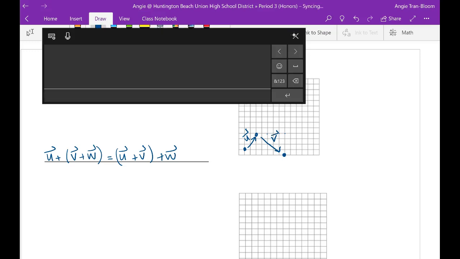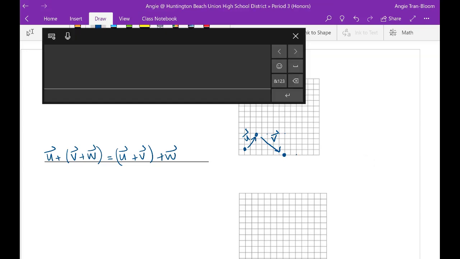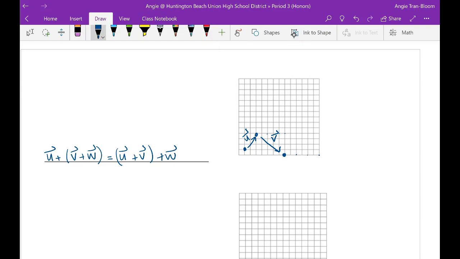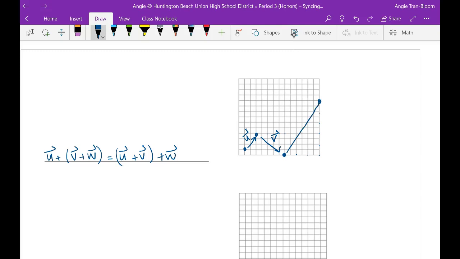Then I'm going to draw vector W. Let's make vector W all the way up, 2, 4, 6, and then right 2, 4, 6, 8, 10. How about that? So this is how we add them. We continue where we left off with the other one.